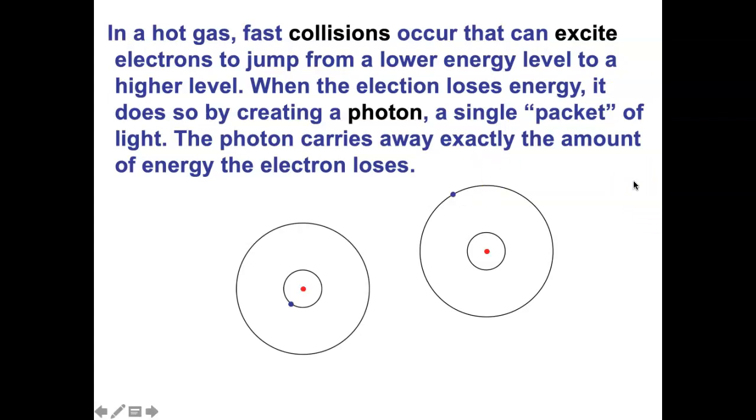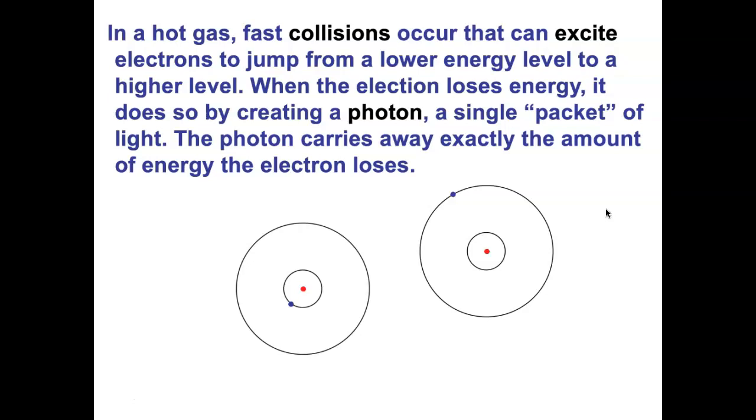By heating up the gas, we're causing more collisions, faster collisions, and in those collisions, electrons can absorb energy and jump up to the upper energy level. And that electron will stay in an excited state for a few seconds. But eventually, like all things, it'll settle down. The electron will drop back down into the ground state, into the lower energy level.